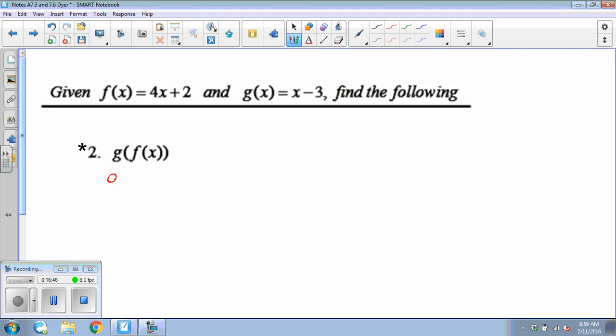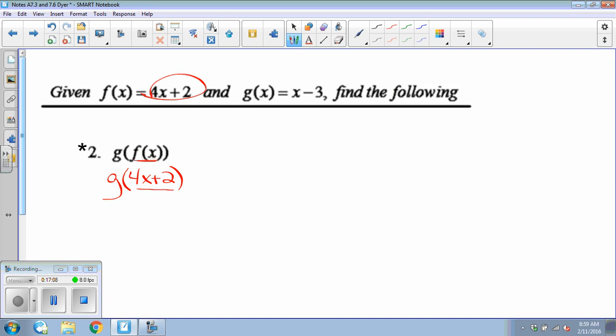So this g on the outside stays the same. Put it in G in? Well, now instead of f of x, I'm going to put what f of x is. I'm going to replace that with f of x. So what's f of x? 4x plus 2. So you have x minus 3 on the outside.